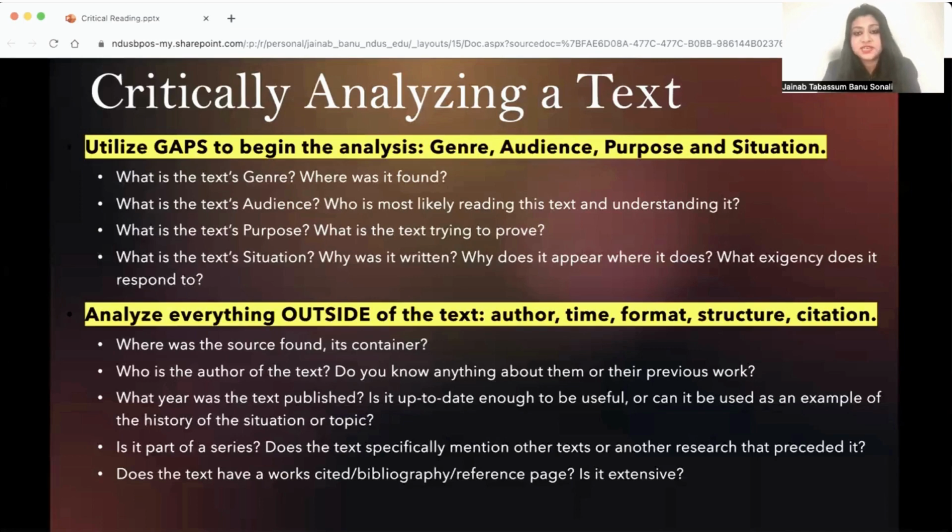So if you're writing a research article, you might know that you need to give credit to those who are giving you many kinds of information for your research work. This is important. And that is why citation, bibliography, or reference page, or in-text citation, these are also very important to consider. So when you are reading a text for your research purpose, please consider all these things. Though these are outside of the text, these are equally important.